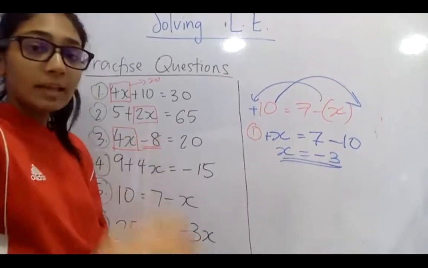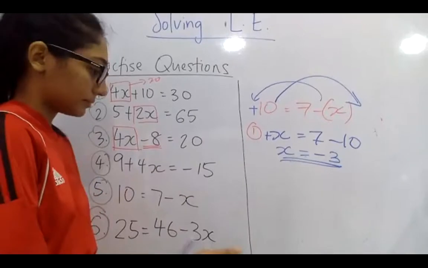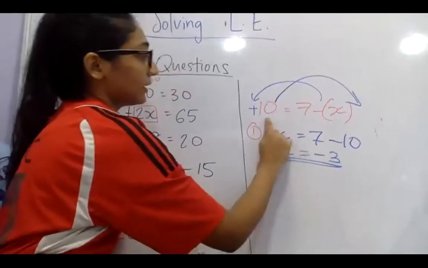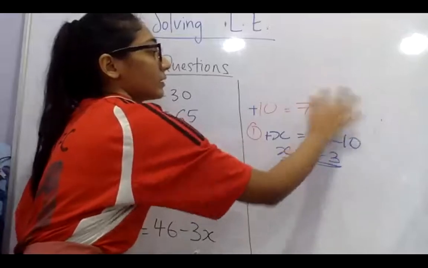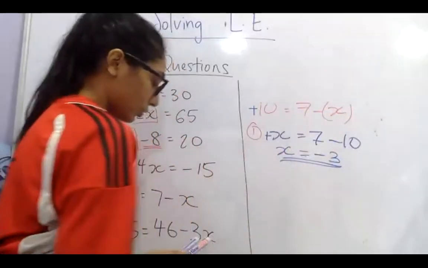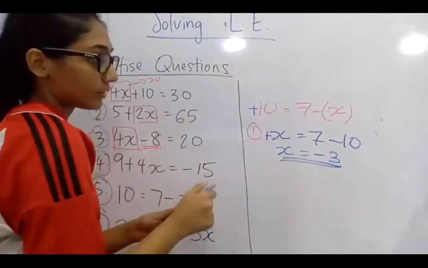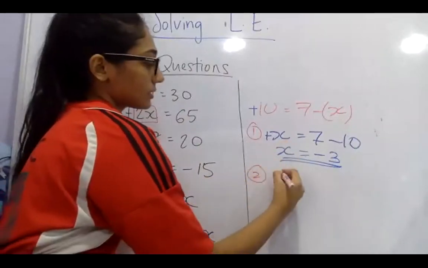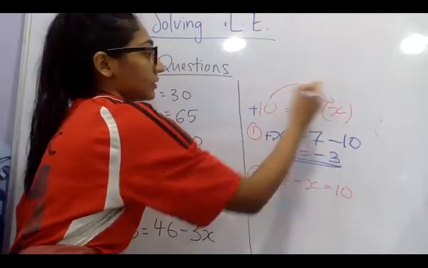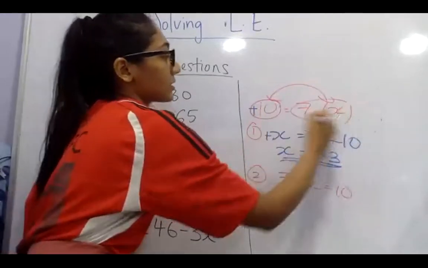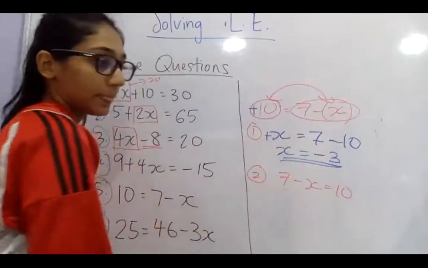Okay, the second way to do it is 10 equals 7 minus x. I bring over, because I want the x to be on this side. So 7 minus x equals 10. I just switched this with this because I want the x to be on this side.